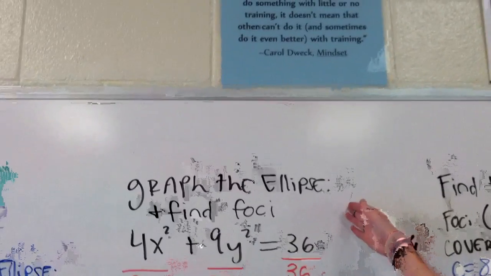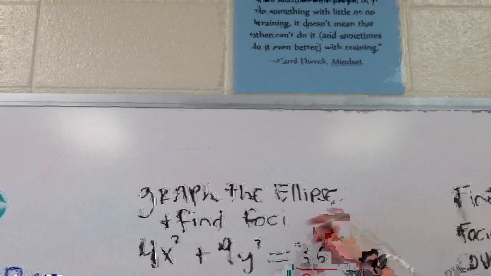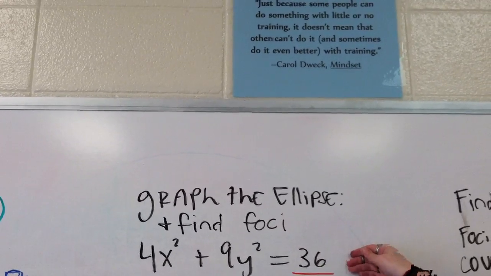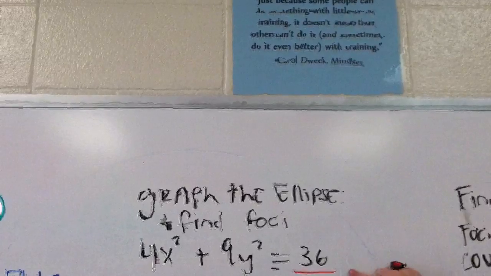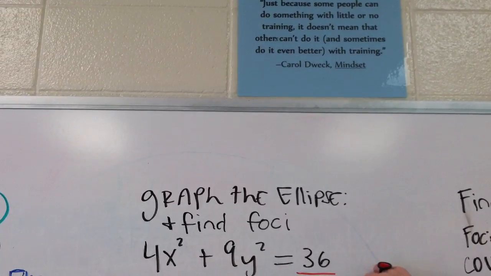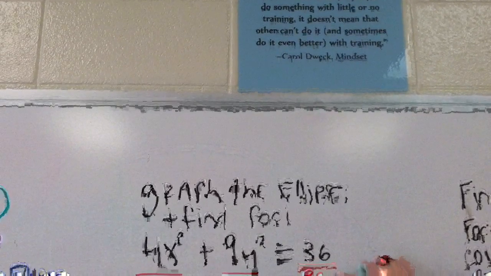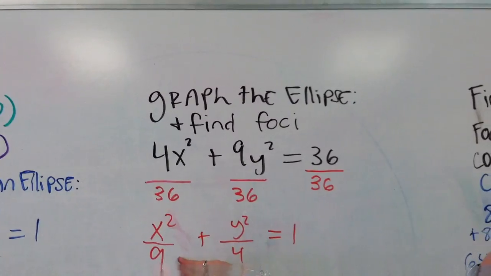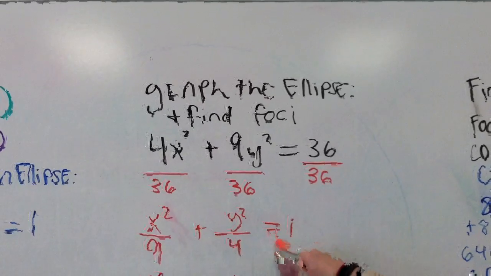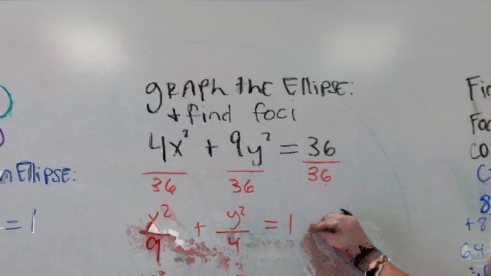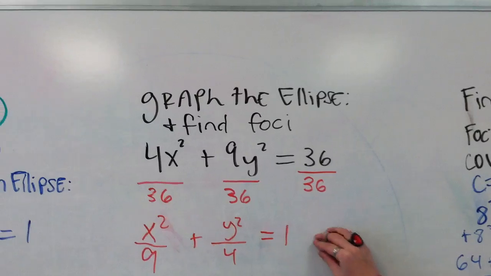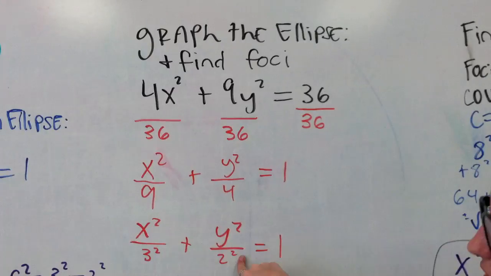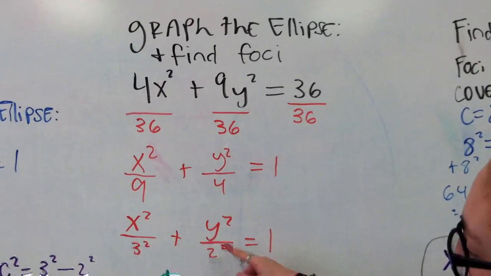Okay. Next, you are going to graph an ellipse and find the foci using 4x squared plus y squared equals 36. The first step is to divide by 36, so you can put it into standard form, equaling 1. So divide everything by 36: x squared over 9 plus y squared over 4 equals 1. That's in standard form, and to make it more obvious, you take the square roots of those, so it's literally identical to your standard equation.